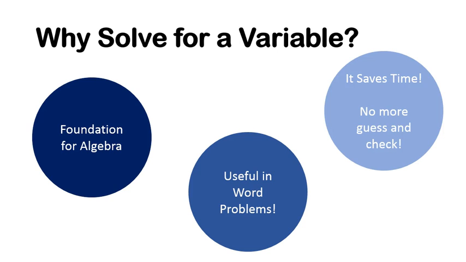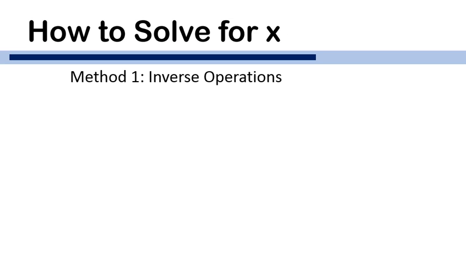The next thing is that it saves time. Have you ever done the guess and check? Guess and check is the biggest waste of time because you have to plug in every guess that you have. Maybe it's 2, maybe it's 3, and it doesn't work effectively. No more guess and check. If you can solve an equation for a variable, you don't need to do that anymore. So let's go ahead and talk about how we can do it.